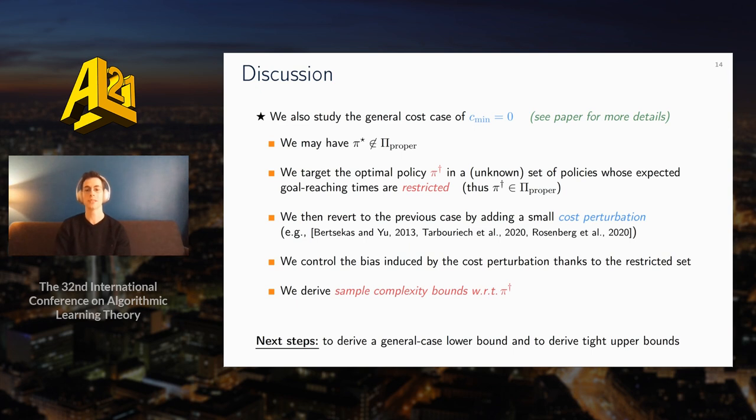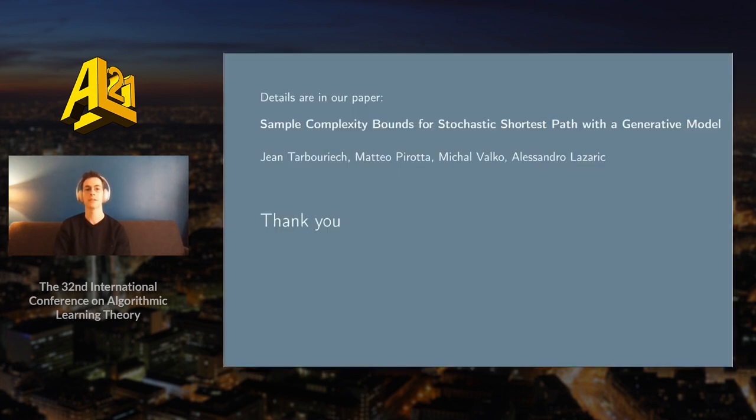In conclusion, we derive the first sample complexity bounds with a generative model for the stochastic shortest path problem. Important next steps are to derive a general case lower bound, as well as to derive tight upper bounds. Details are in our paper.